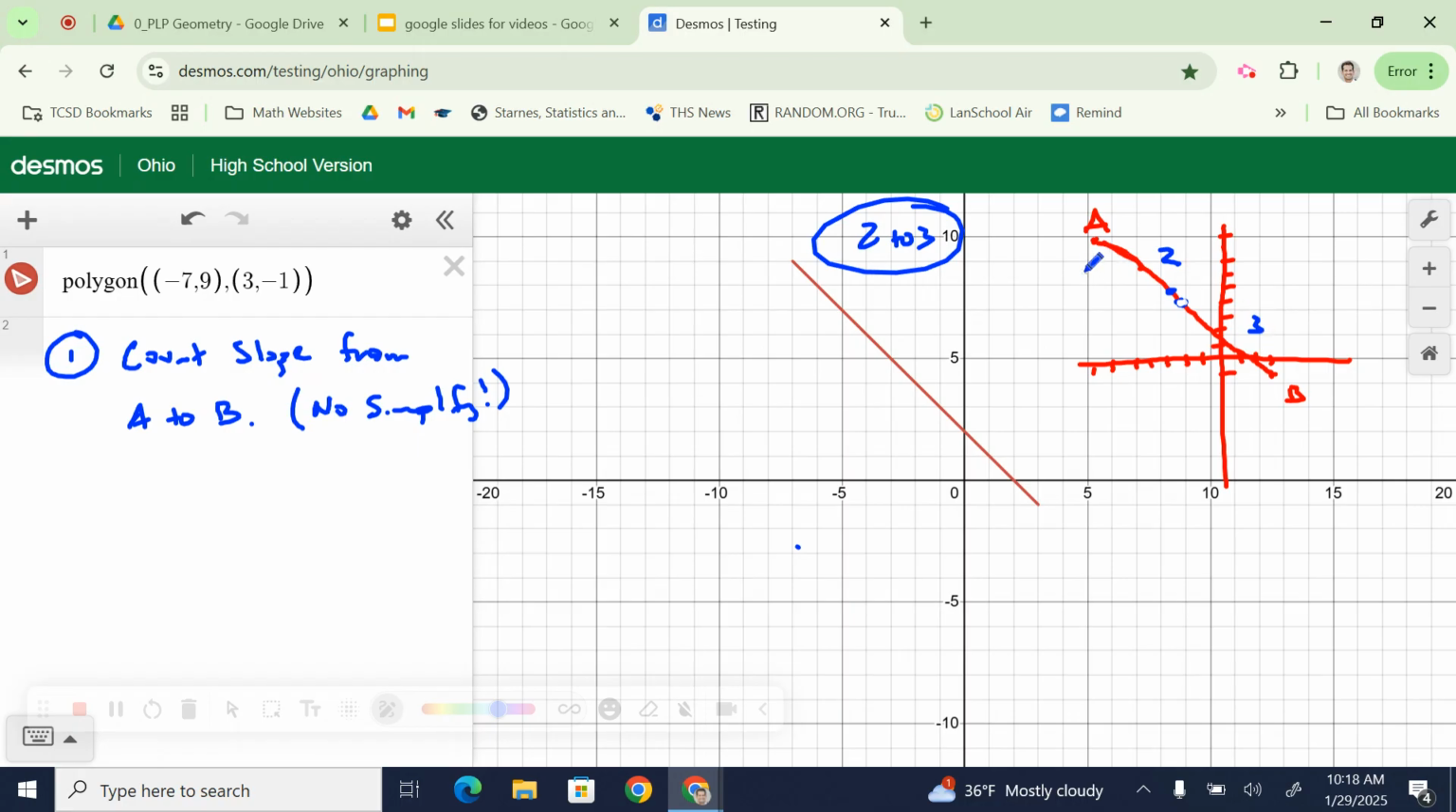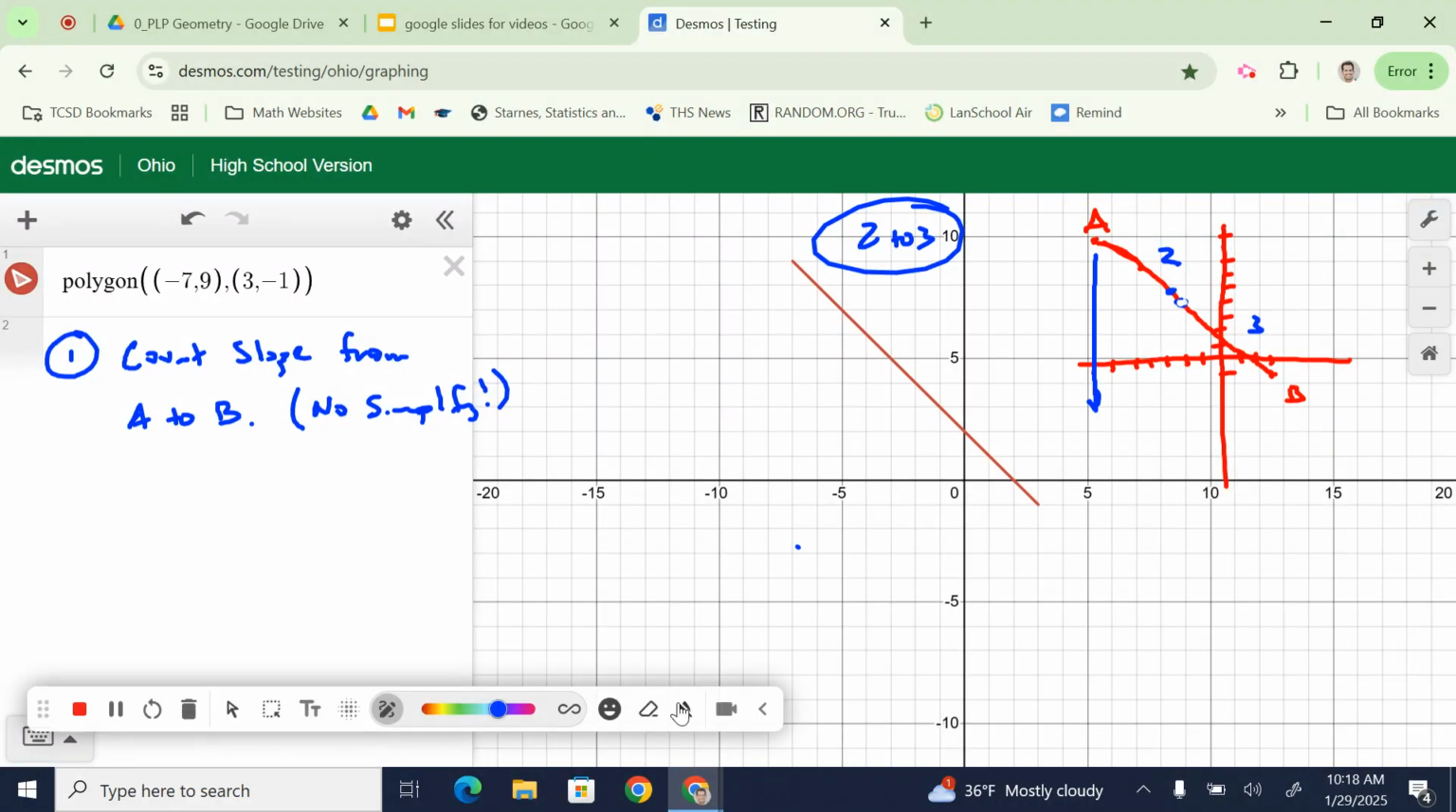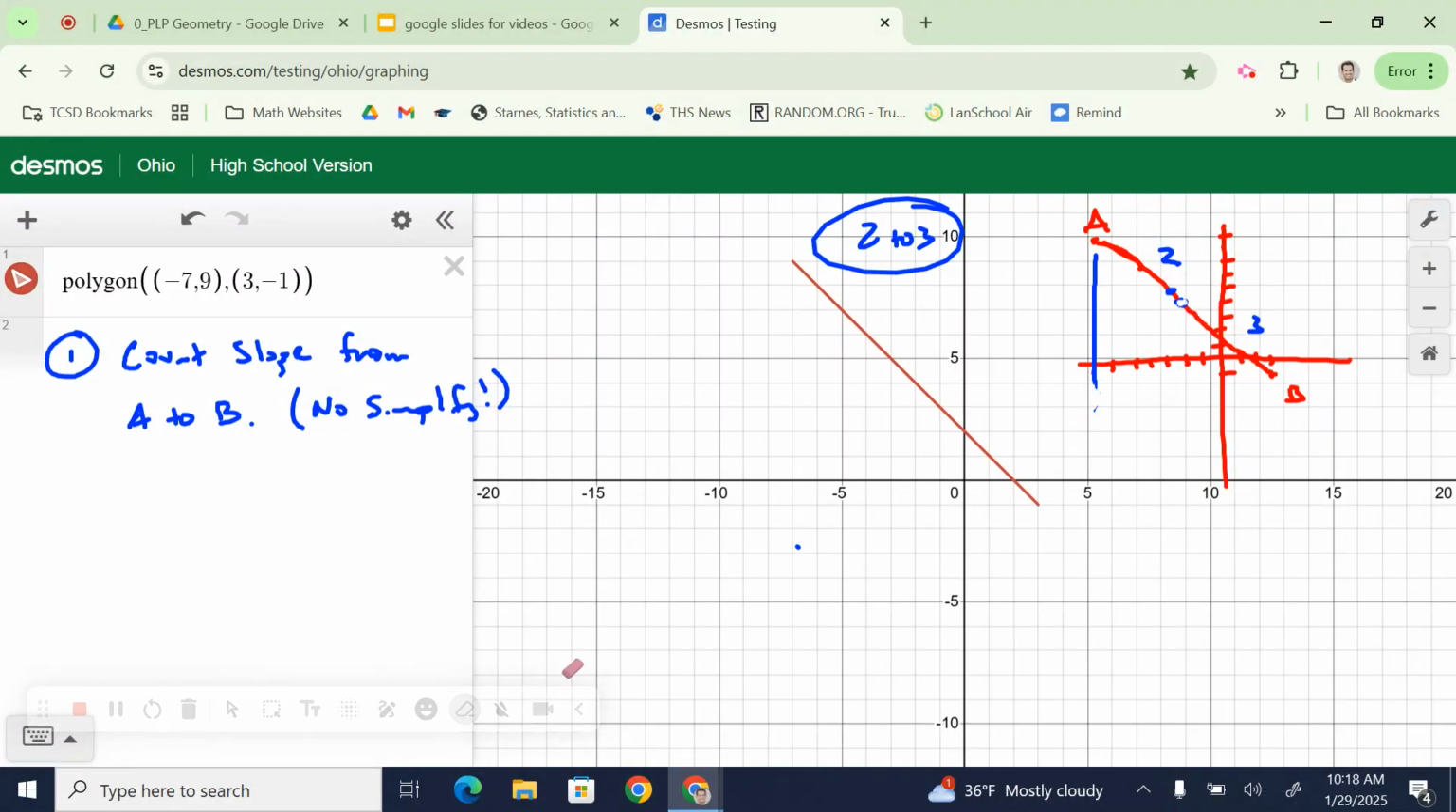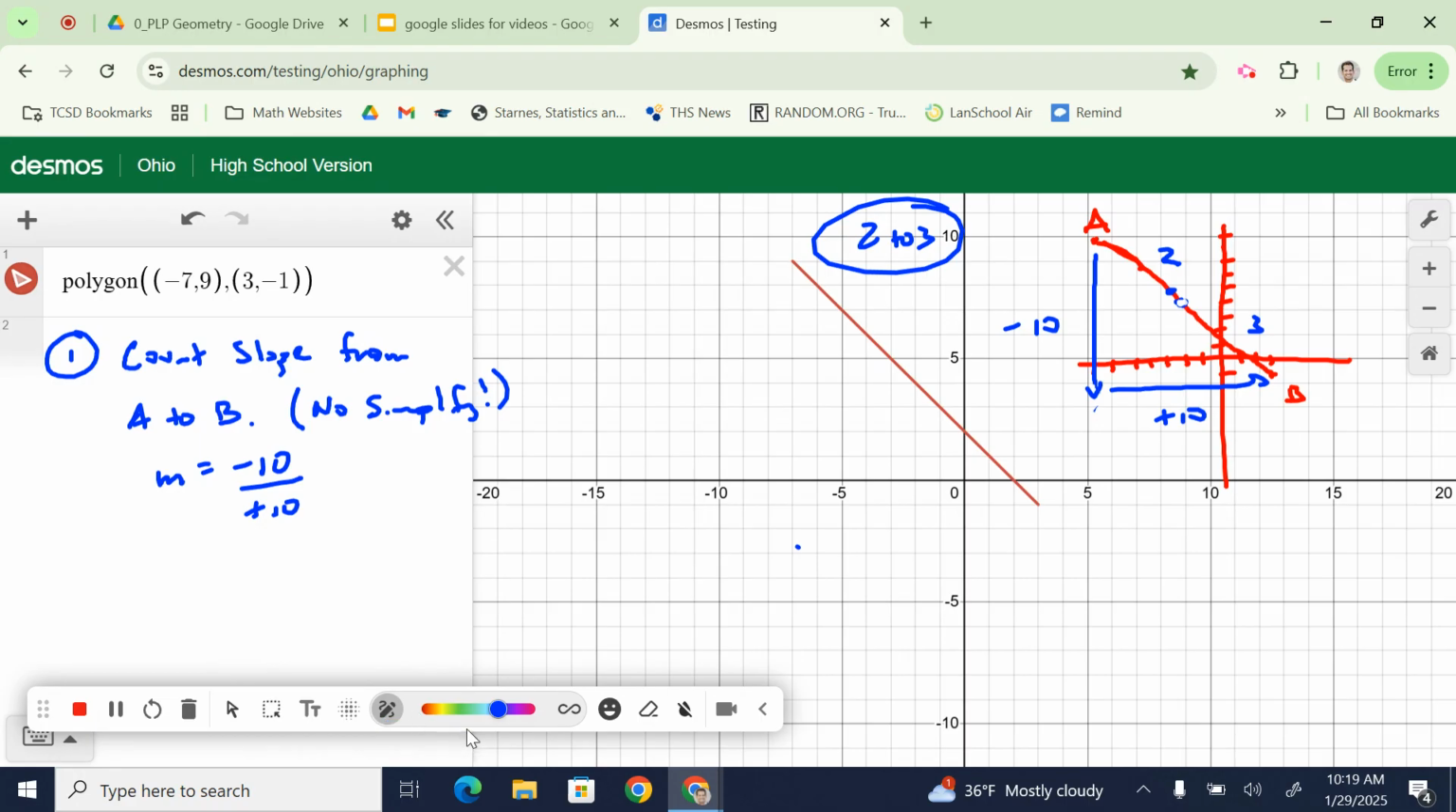So to get from A to B, I'm going to use this picture, and we're going down 1, 2, 3, 4, 5, 6, 7, 8, 9, 10, and right 1, 2, 3, 4, 5, 6, 7, 8, 9, 10. Sorry, I went too far. We're going down 10, and we're going right 10. So we are finding a slope which was down 10 and right 10. So that's our slope.